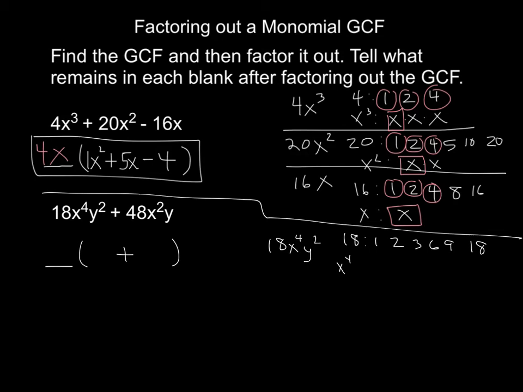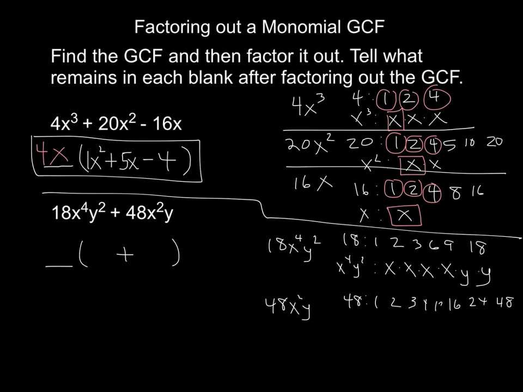And our x to the fourth, y squared can be written in its prime factorization, which is x times x times x times x times y times y. And then we have our second term, 48x squared y. 48 has factors of 1 times 48, 2 times 24, 3 times 16, 4 times 12, as well as 6 times 8. And so we have to squeeze a couple more in there. And then we have x squared y can be written as x times x times y.